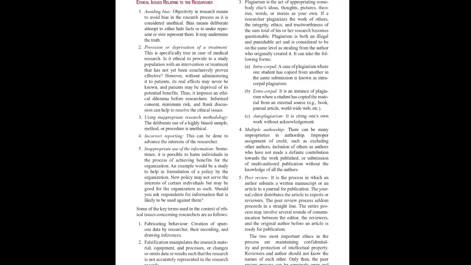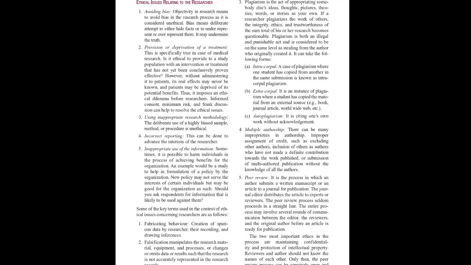5. Peer review. It is the process in which an author submits a written manuscript or an article to a journal for publication. The journal editor distributes the article to experts or reviewers. The peer review process seldom proceeds in a straight line. The entire process may involve several rounds of communication between the editor, the reviewers, and the original author before an article is ready for publication.